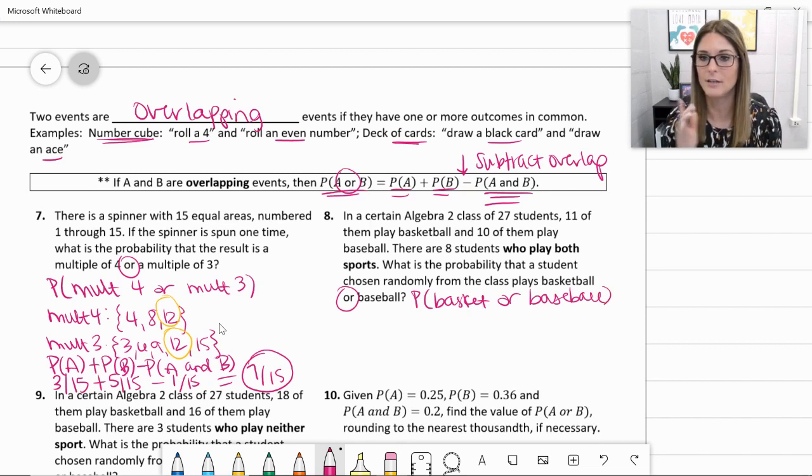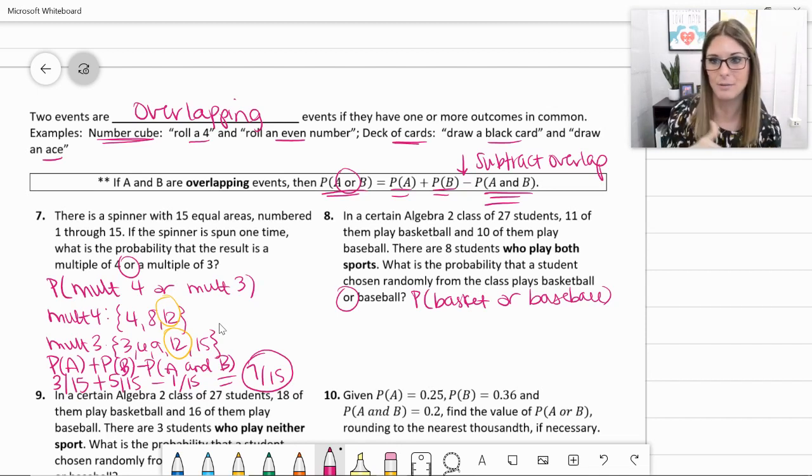You can notice on number 8 and also in number 9, very similar problems. I have bolded on this problem who play both sports. These are directly from Delta Math. Delta Math does not bold that statement for you, but I do want to show you number 8 and then number 9 are very similar except the wording right there. So our problem right now, number 8, says there are 8 students who play both.